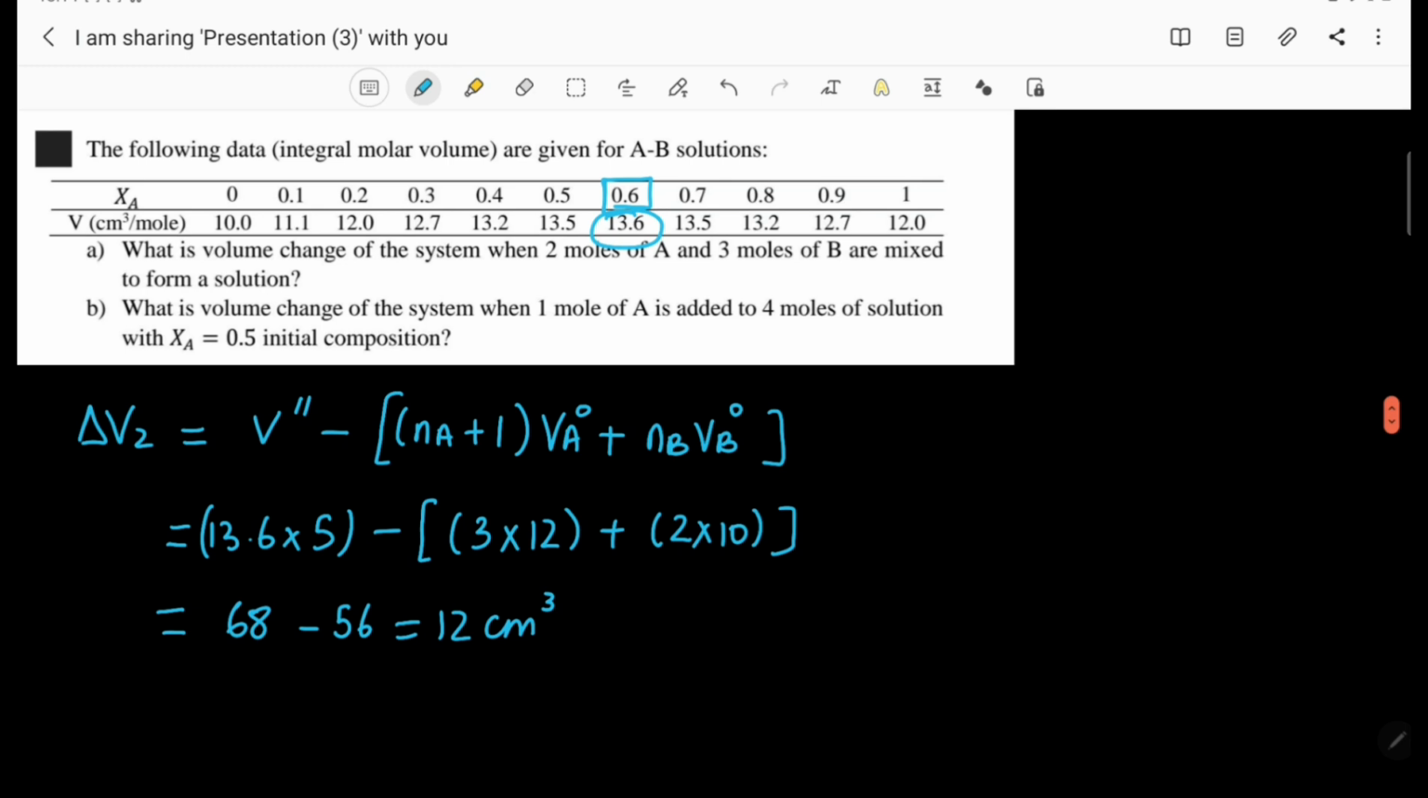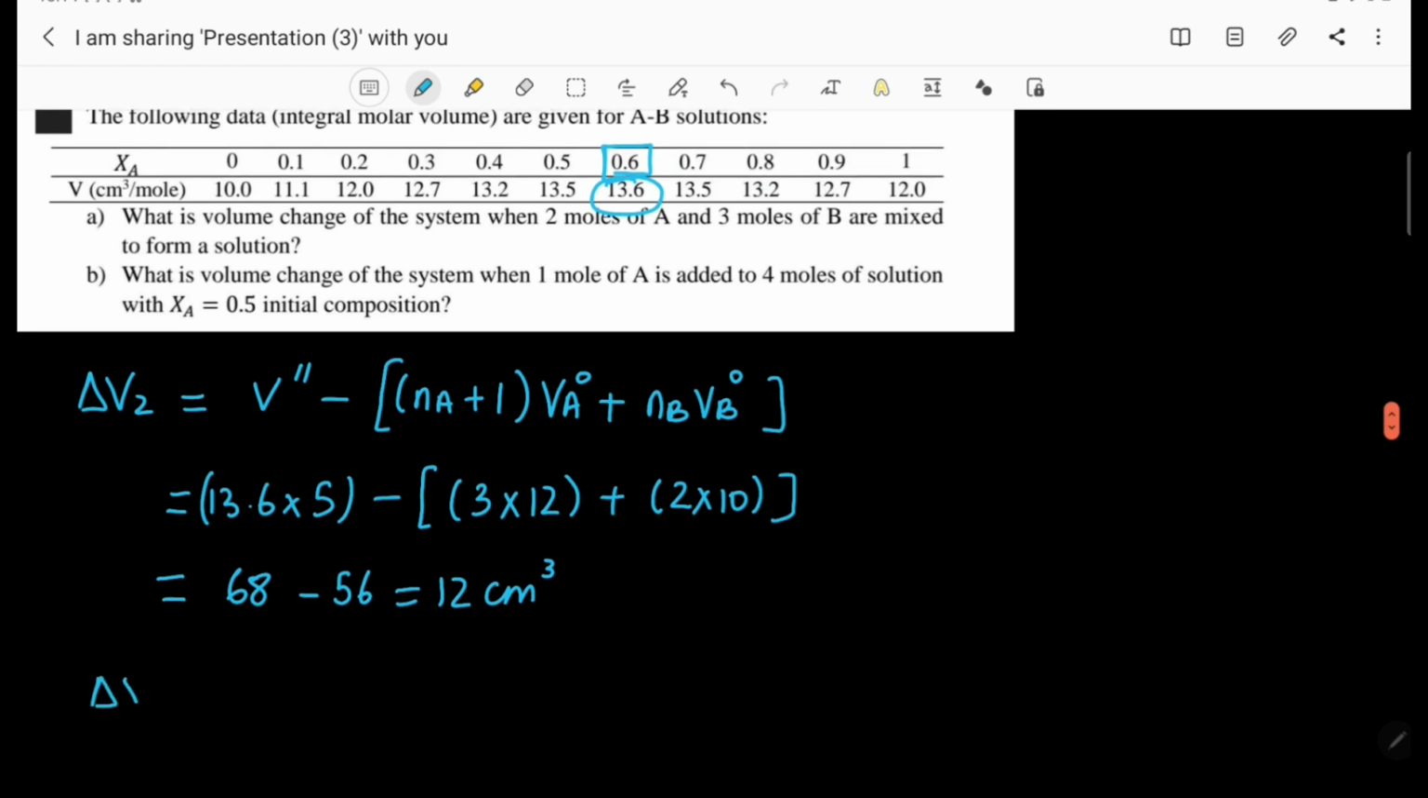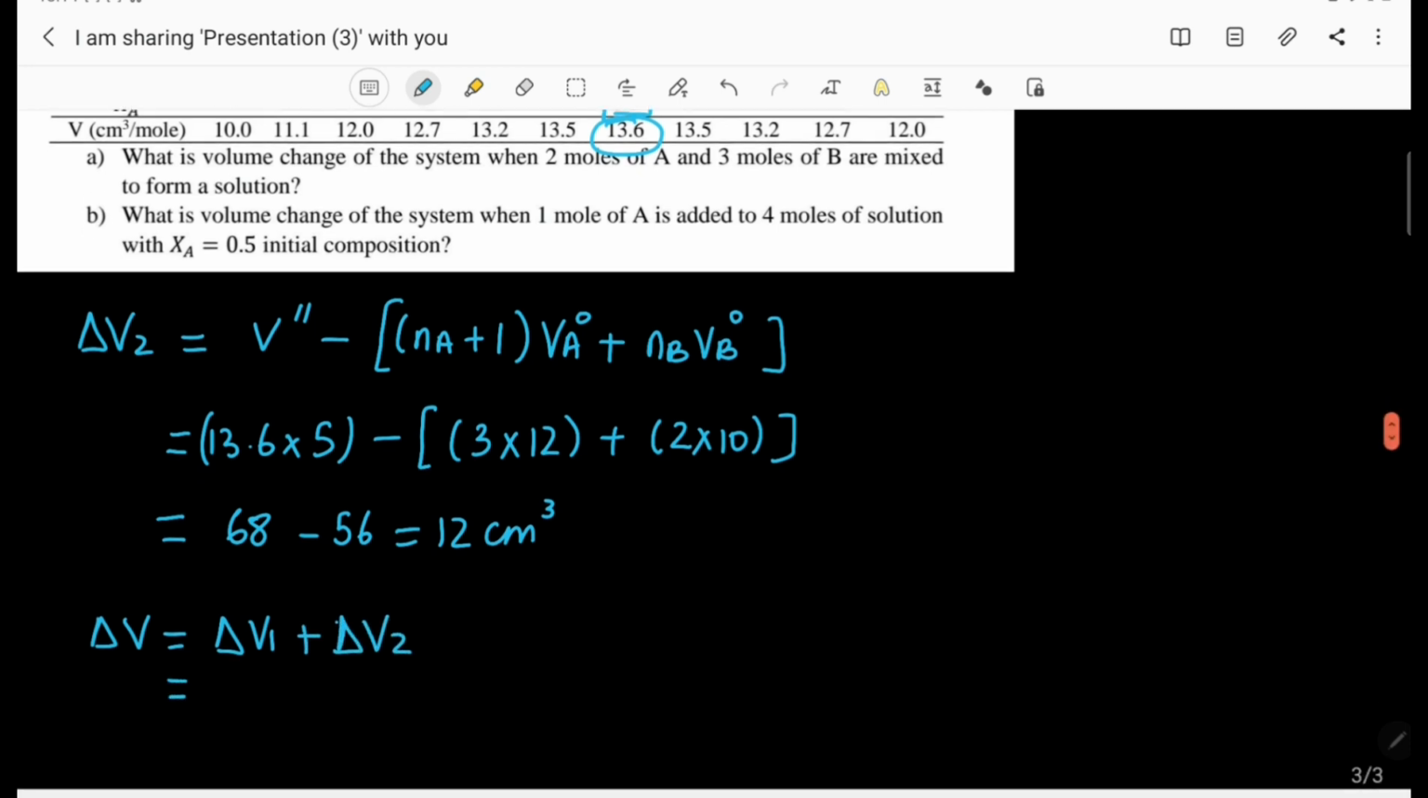Now, the question actually asked us to find delta V, which, as we said before, is delta V1 plus delta V2. So this is going to be minus 10 plus 12, and this comes out to be 2 cm cube. And there you go. This is the volume change of the solution and the answer for this question as well.